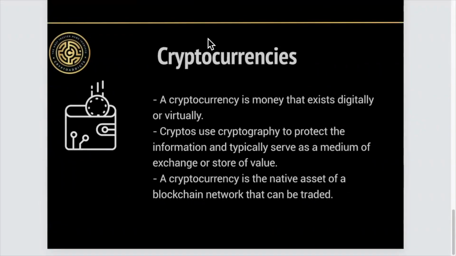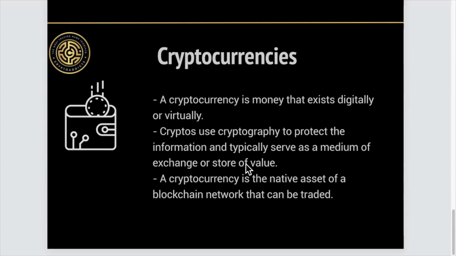So now let's talk about cryptocurrencies. A cryptocurrency is money that exists digitally or virtually. Cryptos use cryptography to protect the information and typically serve as a medium of exchange or store of value. Now, we've already talked about what a medium of exchange is and what a store of value is. So cryptos, which is short for cryptocurrencies, they use cryptography technology to protect the information so that we can use cryptos as a medium of exchange in a secure way.